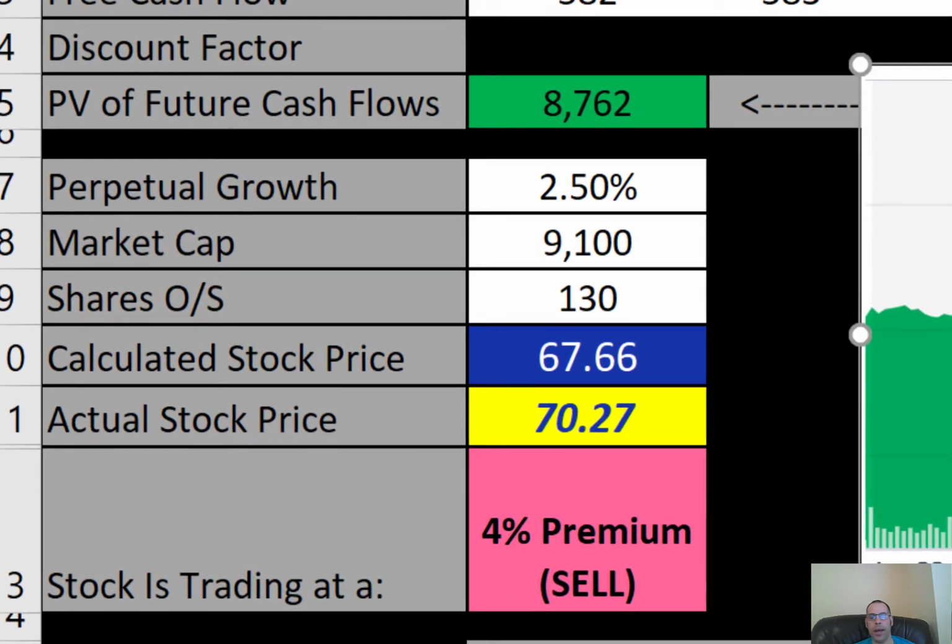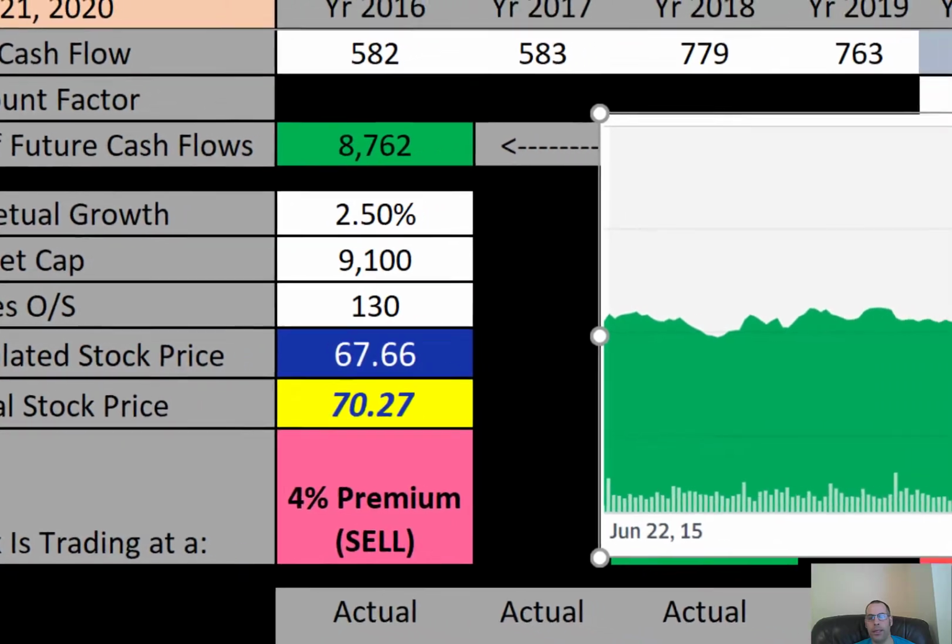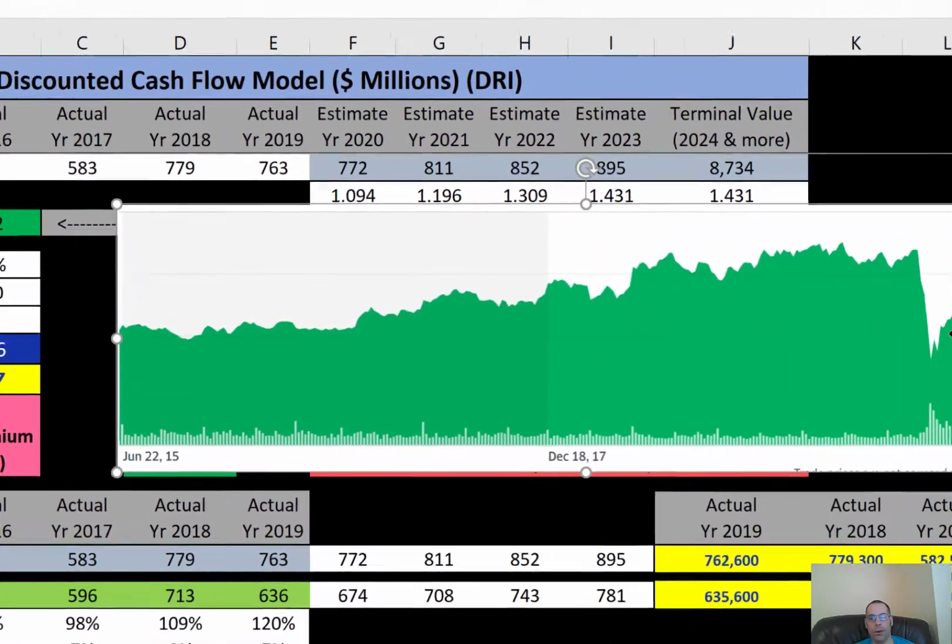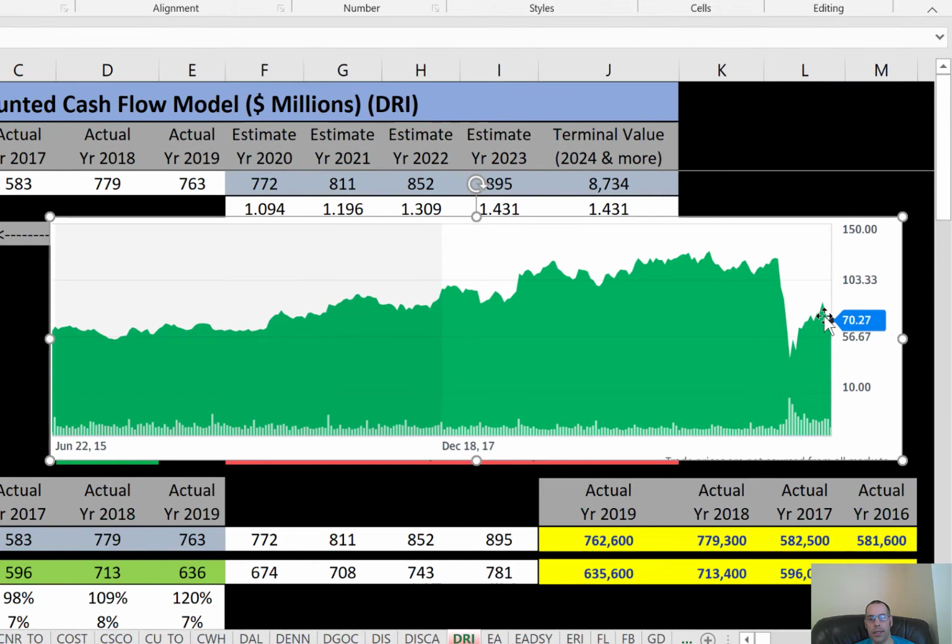And you can see it was trading at a much steeper premium a few months ago, but it's dropped a lot since coronavirus hit. It's come back a little since Corona.